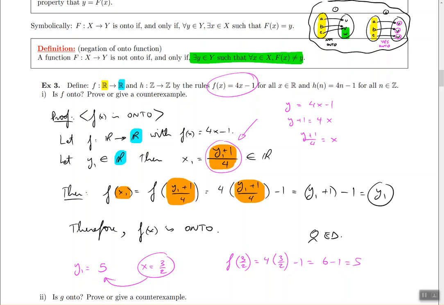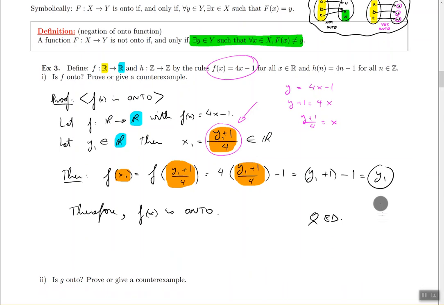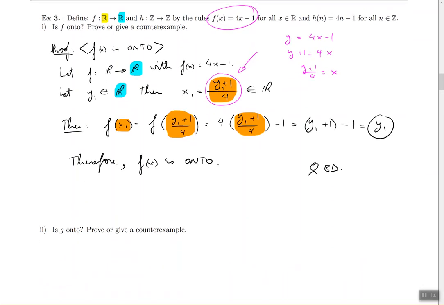And it works for any number 5 or whatever you give me. So if you replace 5 with 17, with -3, with square root of 2, my formula still gets the job done. Now, unfortunately, this is not always true. Not every function in the world is onto, and that's the situation that's happening in the second problem where they're asking is h onto. So in this case, the proof is going to say no, h is not an onto function.